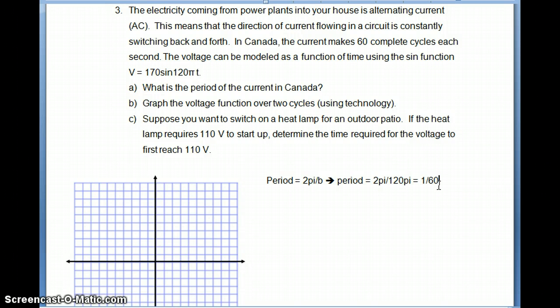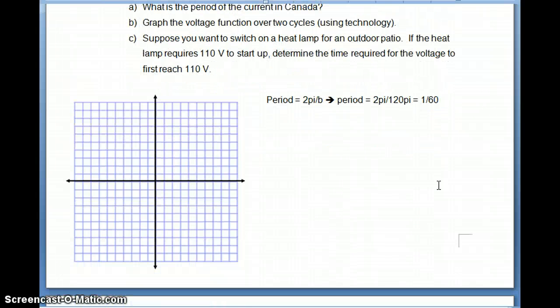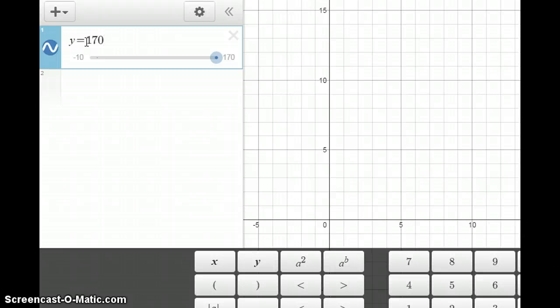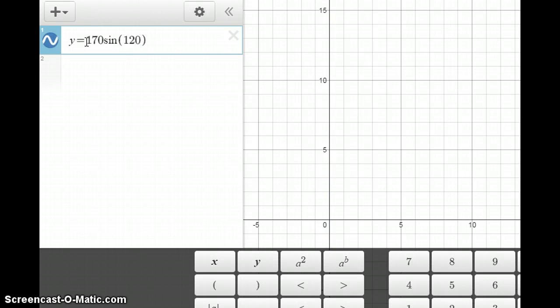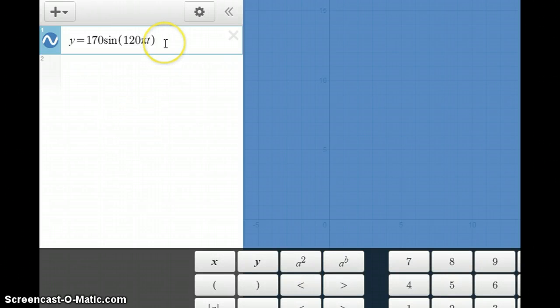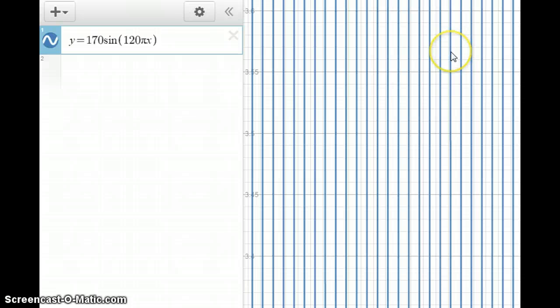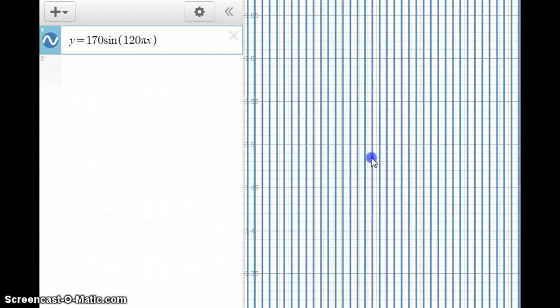Alright, so for question B, we need to graph the voltage function over 2 cycles. We can just do this one using technology, so I'm going to pull up my graphing calculator here. We can just use y is equal to 170 times the sine of 120 pi, and I think it still works with t, if not, we can just replace it with x. You are going to have to adjust your windows with your calculators. This is just a really crazy graph, but you should be able to adjust it.